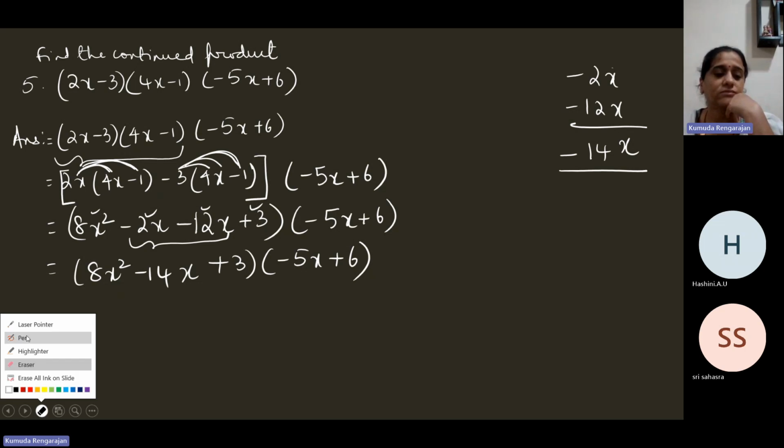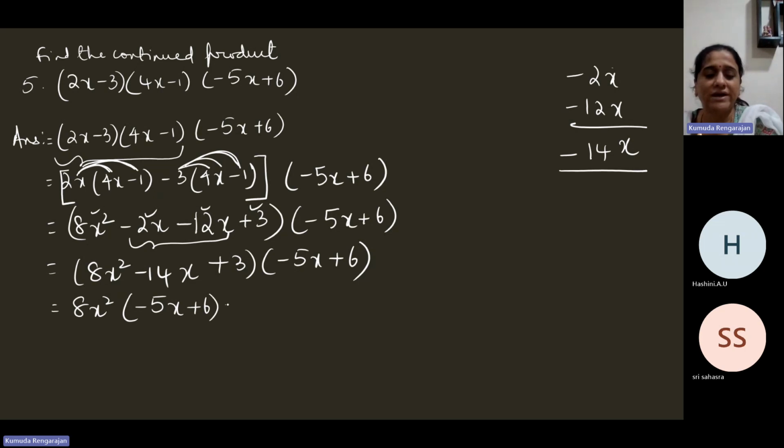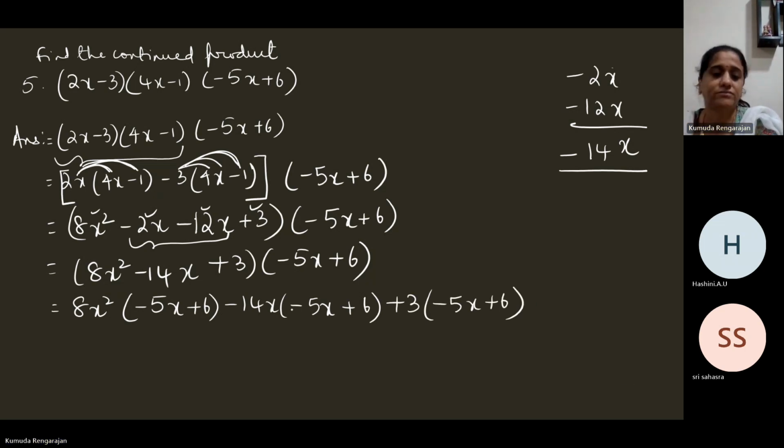What will be the next step? Again, we need to multiply the first term 8x squared with the second bracket 5x plus 6, minus 14x with the second bracket, and the third term plus 3 with the second bracket minus 5x plus 6. Try this. Sahasra will tell us the multiplication and then Hasini will tell us the addition and subtraction. Yes, Sahasra, multiply.